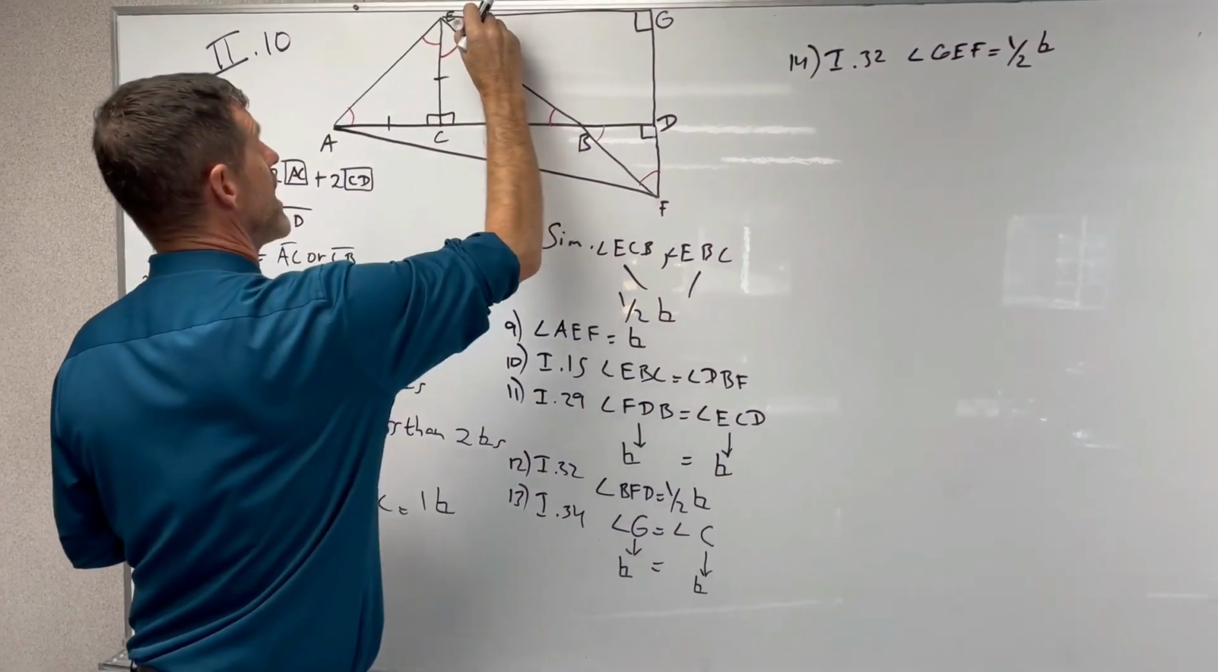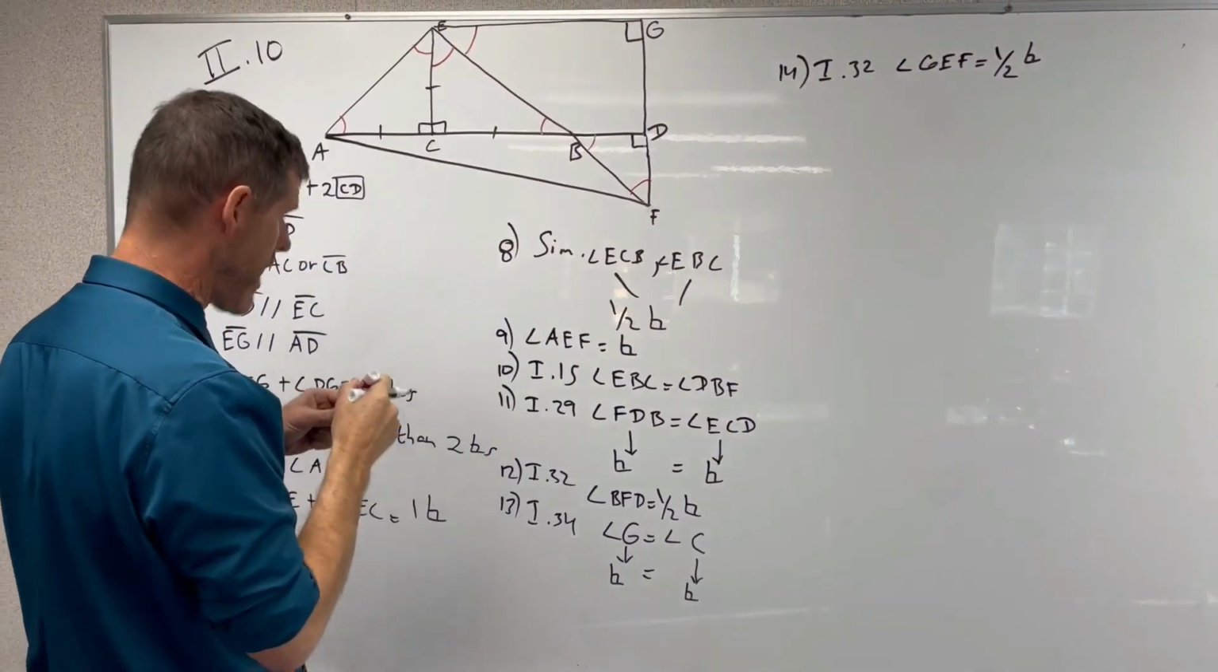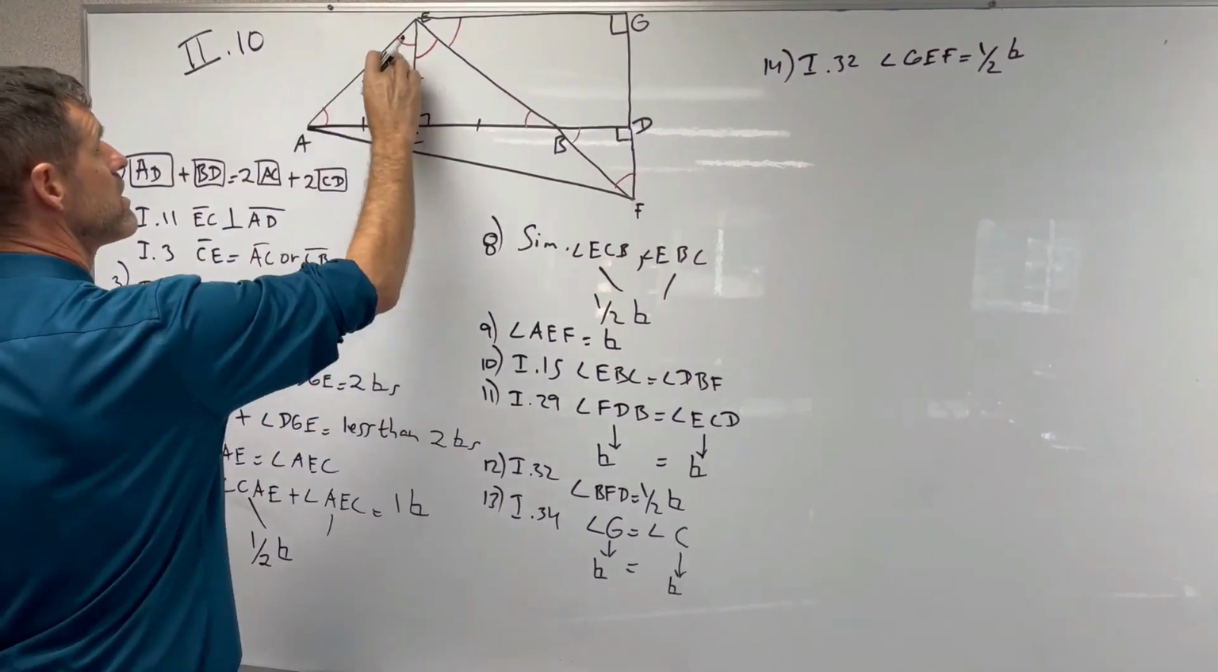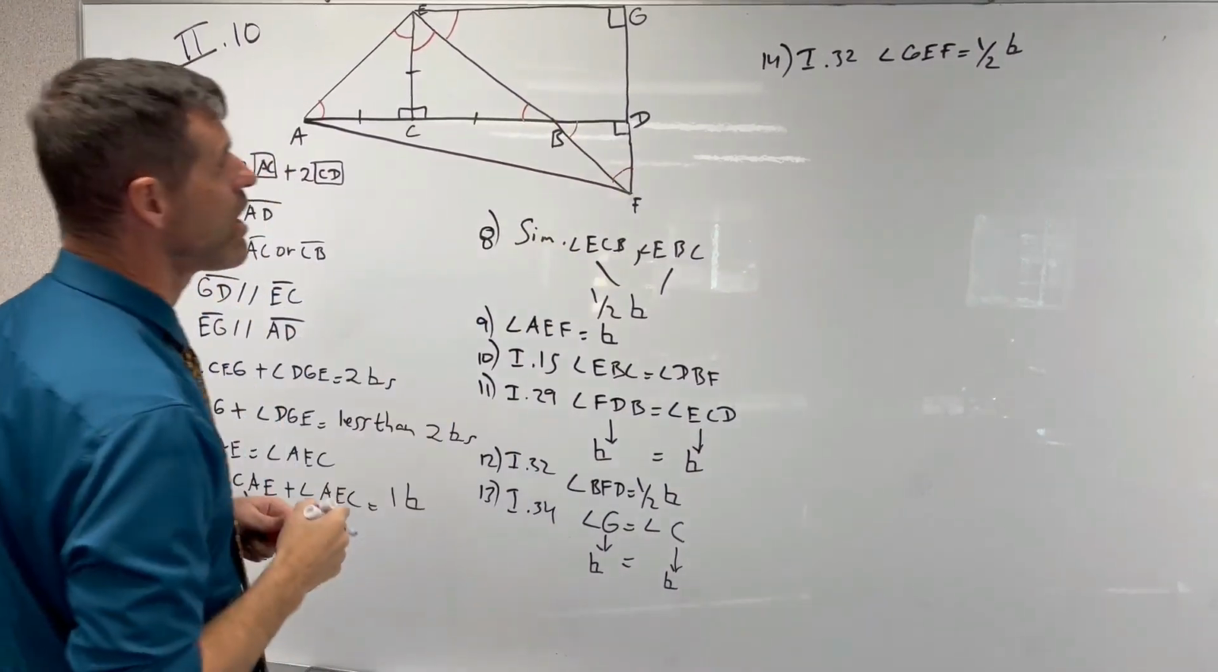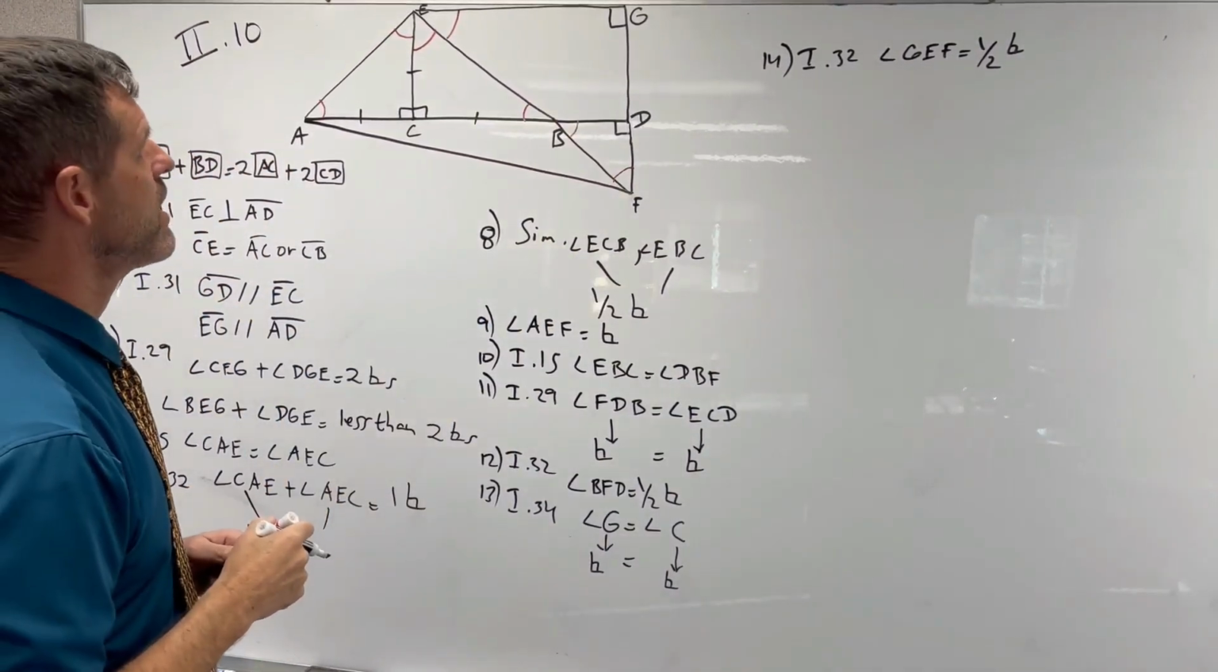And then we can fill in our last. So all of the angles that are marked in red here, they're all equal to half of a right angle.